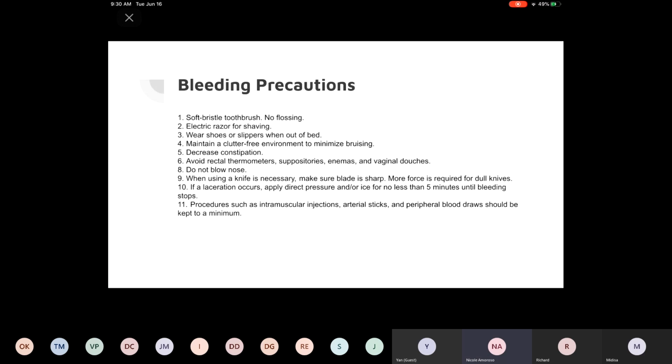More force is required for dull knives. If a laceration occurs, directly apply pressure, ice for no less than 5 minutes until the bleeding stops. Procedures such as intramuscular injections, arterial sticks, and peripheral blood draws should be kept to a minimum.